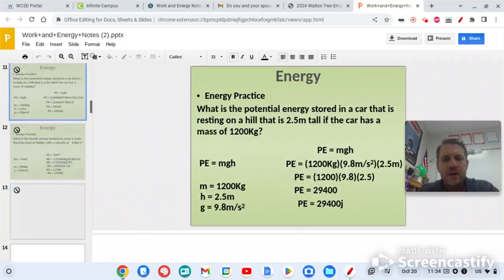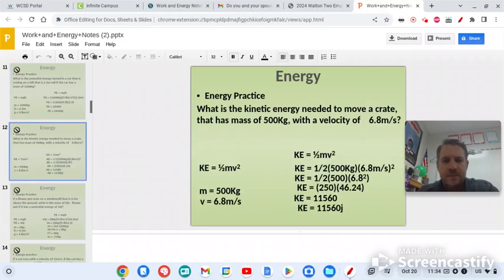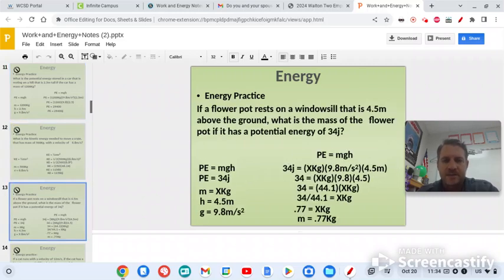Okay? You will also be asked to get things alone by themselves, right? So you might be given the potential energy. You might be given the height or the mass, and you have to find the other thing. Okay? So that's something you might have to do as well. This one here is just a standardized one. But you might get one like this, okay?